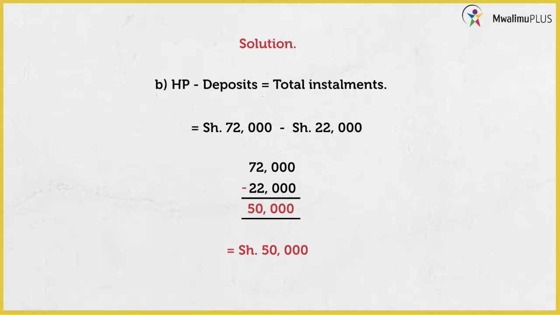Higher. It is 50,000 shillings. So that is the amount that this person paid as the remaining amount after paying the deposit. Now let's see how many months he used to pay the 50,000 shillings.